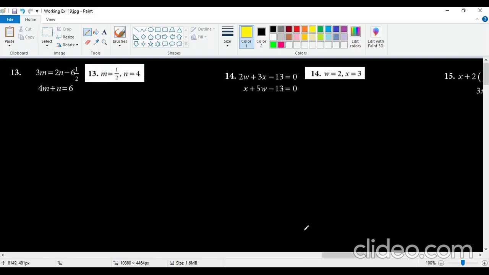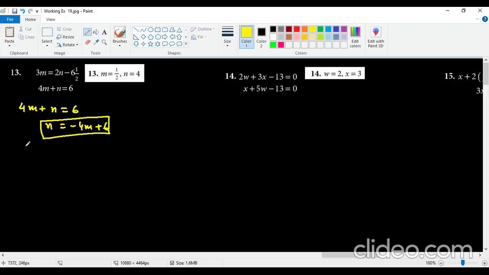Moving on to the next question. Question number 13 says 3m equals n minus 6.5, and 4m plus n equals 6. To make things easier, I will use equation number 2, and I will turn this 4m plus n equals 6 into n equals minus 4m plus 6. n will stay here and minus 4m will go to the other side and change the sign. So this is going to be the value of n.